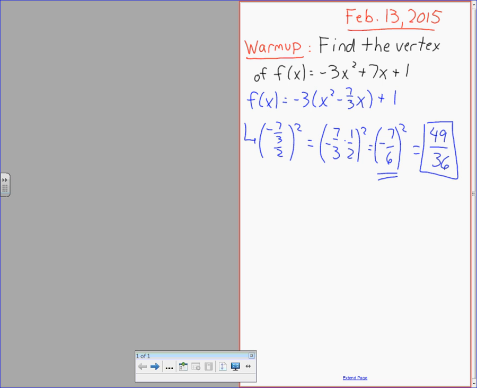Great. So this is going to be f of x equals negative 3 bracket x squared minus 7 over 3x plus 49 over 36 minus 49 over 36 plus 1. Great, tremendous, awesome. Okay, by the way, I'm going through this at 100 miles an hour. If something is not clear, please be brave and ask questions, okay? Because if you guys don't ask questions, I just pretend that everyone knows what's going on and keep going.